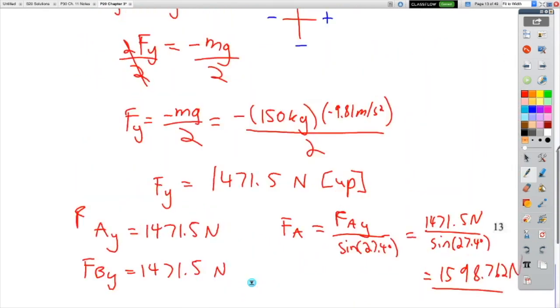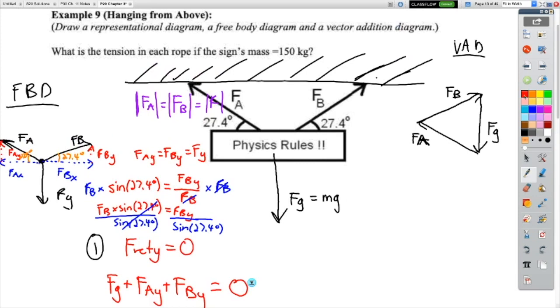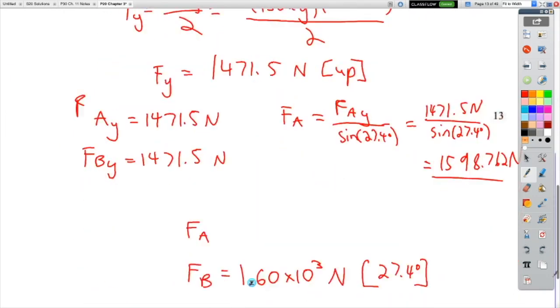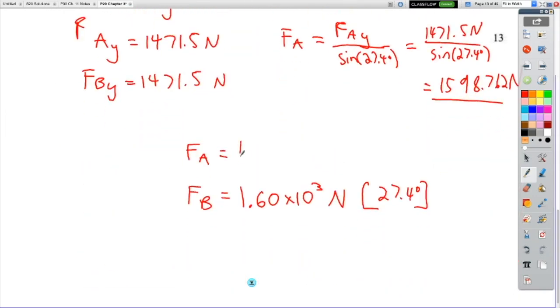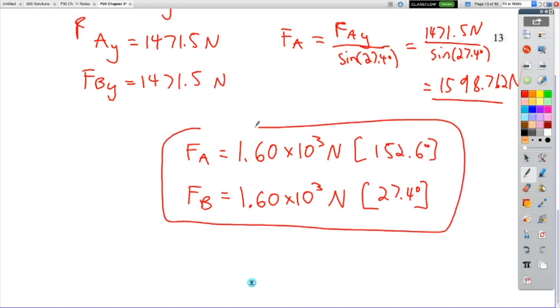Fa is similar, but if I went all the way from here, I would have gone 180 degrees, but I didn't, right? I stopped short, so I went 180 minus 27.4 degrees, which is 152.6 degrees. So when I go to record the direction of Fa, because it is a vector, it needs a direction, I would put 152.6 degrees. And there we go. That's the force of A and the force of B, the tension in each rope.